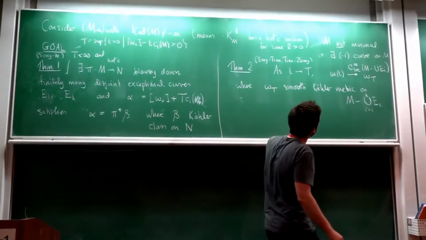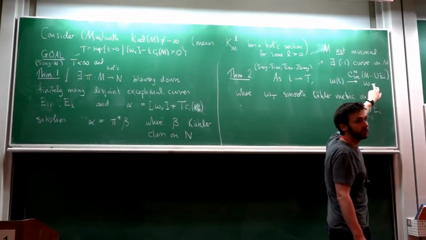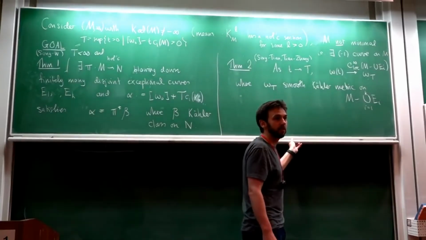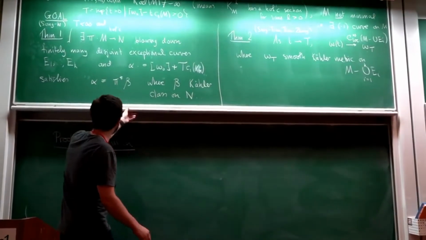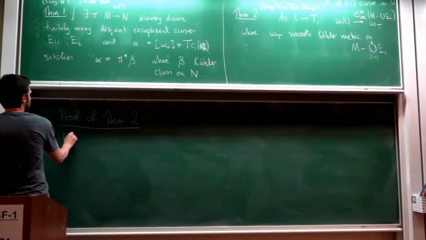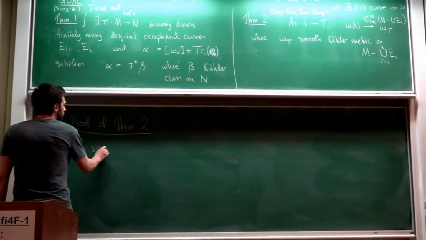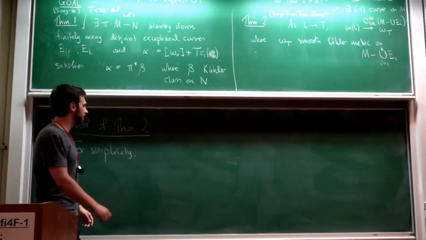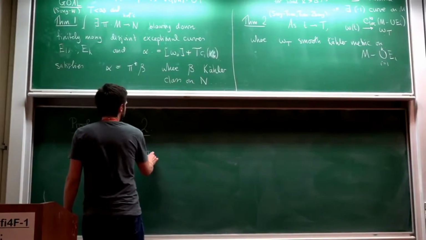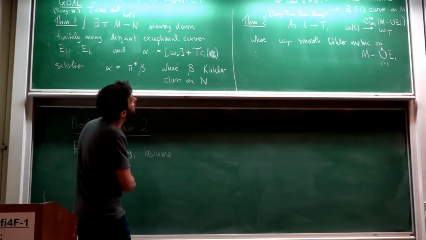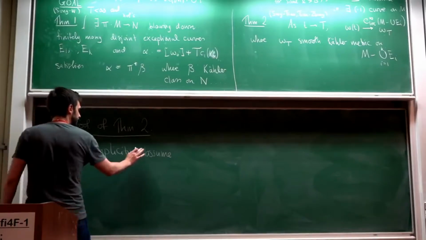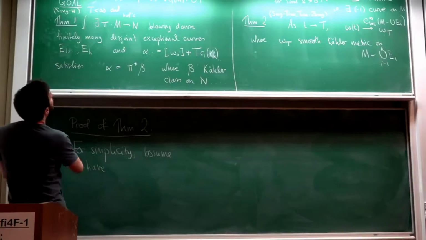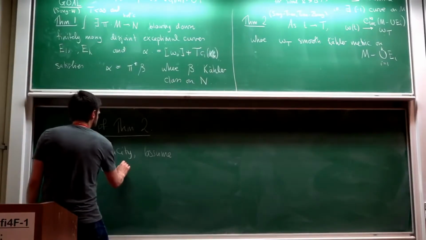So now we actually want to say that the metrics converge smoothly to a smooth Kähler metric away from these -1 curves. So to prove theorem 2, for simplicity, remember that the -1 curves are all disjoint. So let's just assume that we have just one -1 curve.